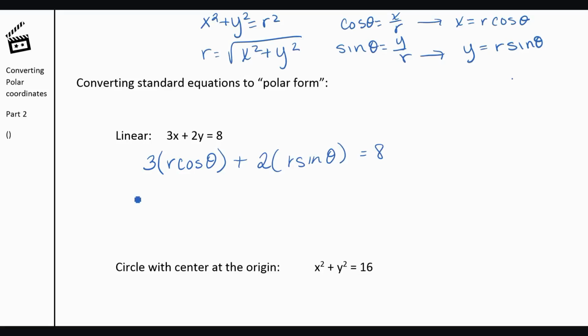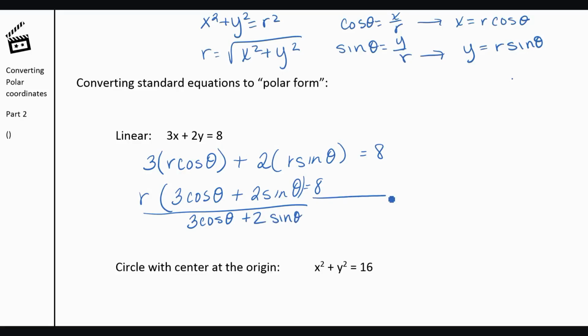Now what we can do here is pull out an r, since both terms have an r, and we can actually solve for r. So if we pull out an r, we'll have r times 3 cosine of theta plus 2 sine of theta equals 8. And if we want to solve for r, we would divide both sides by 3 cosine of theta plus 2 sine of theta. So here we see that a straight line would look like this form, 8 over 3 cosine theta plus 2 sine theta, and they would all be in this same kind of form.